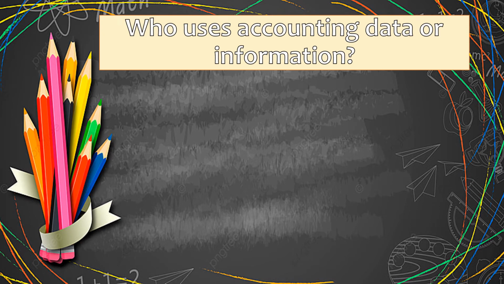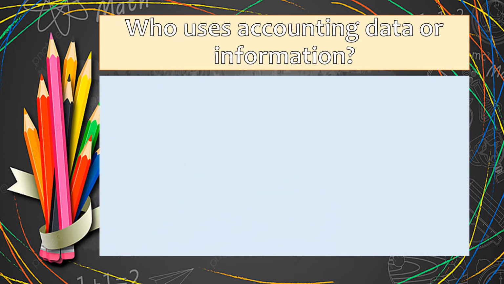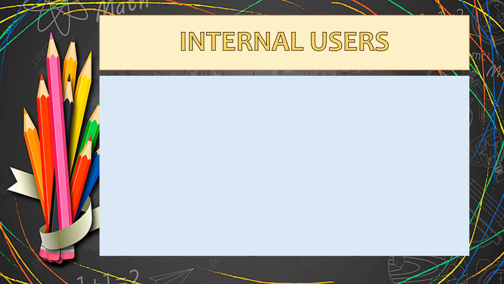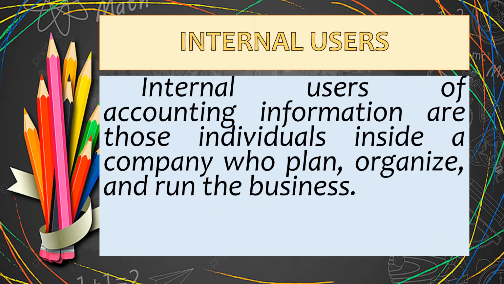Let us now answer the question, who uses accounting data or information? There are two broad categories of users of financial information. They are the internal and external users. Internal users of accounting information are those individuals inside the company who plan, organize, and run the business. Take note, these users are directly involved in managing and operating the business. These include marketing managers, production supervisors, finance directors, company officers, and the owners.